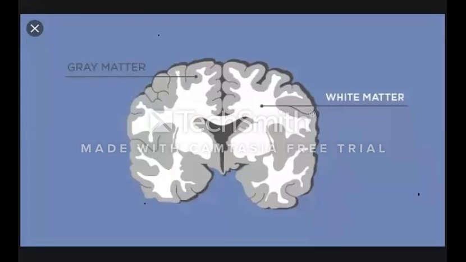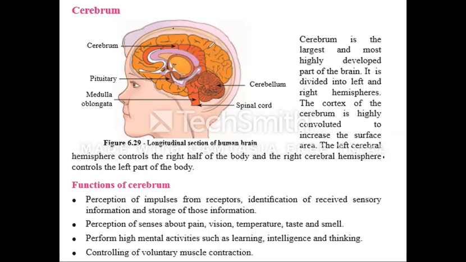So in the brain, the periphery or the surrounding, you know what the periphery is, right? The peripheral area of the brain is made up of gray matter, while the interior part is made up of white matter. So the gray matter majorly contains cell bodies, whereas white matter contains the axons.